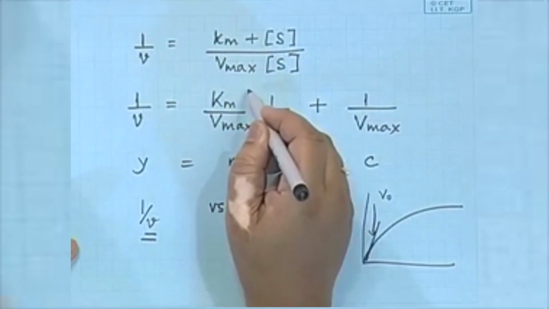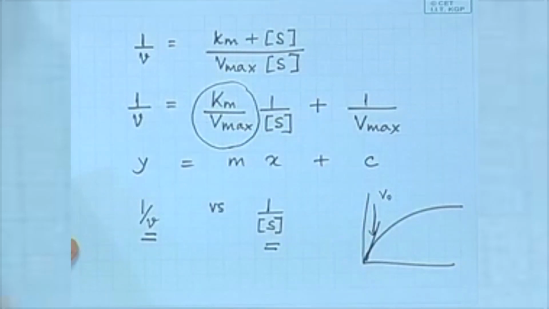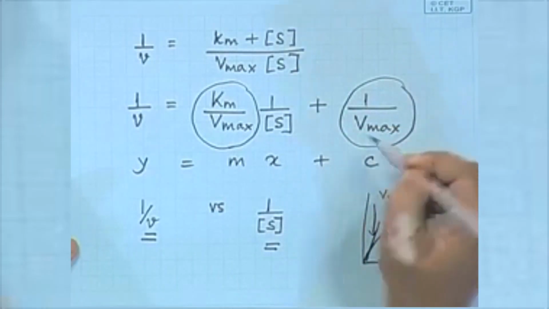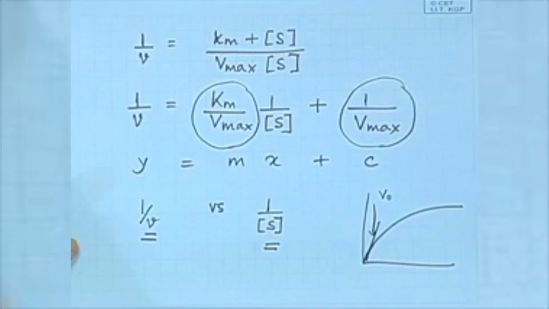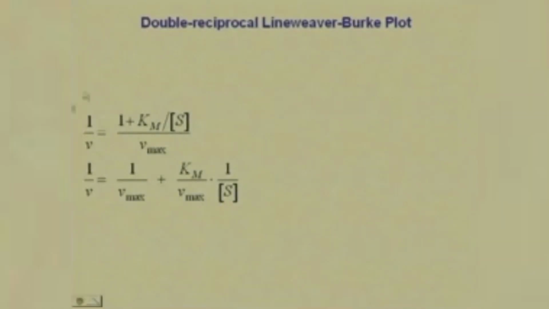From the slope, I get Km by Vmax. And what do I get from the intercept? 1 by Vmax. Okay? This is exactly what you can do to get what is called a double reciprocal plot, also known as the Lineweaver-Burk plot, that is extremely important in enzyme kinetics. There is no enzyme kinetic reaction or plot that you can do without doing a Lineweaver-Burk plot.